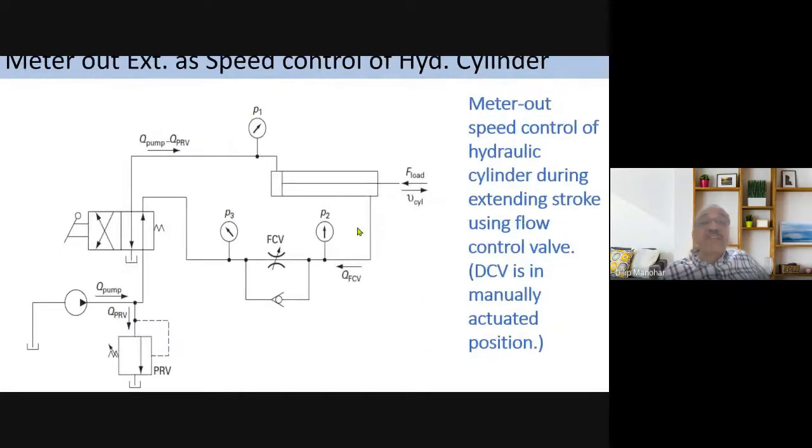Here meter out extension is used for speed control of the hydraulic cylinder. So here, instead of meter in, meter out is connected. When the pump is connected to the cylinder cap end, the outflow is connected to the flow control valve, and it is controlling the flow through the flow control valve. So either use the meter in extension or meter out extension, depending on the requirement.